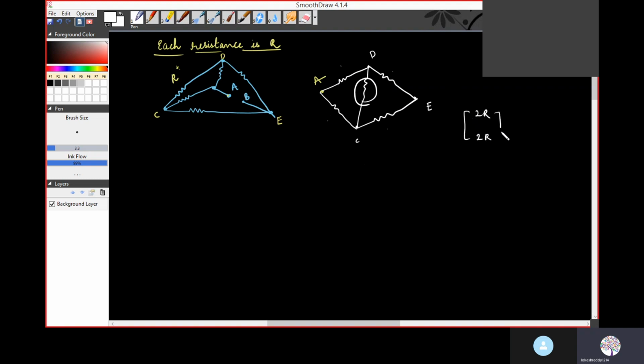Now these two are in parallel. So what I can do is write R1 R2 by R1 plus R2, 2R times 2R by 2R plus 2R, because the R equivalent formula is R1 R2 by R1 plus R2. That is equal to 4R square by 4R, 4 and 4 get cancelled. You get R.